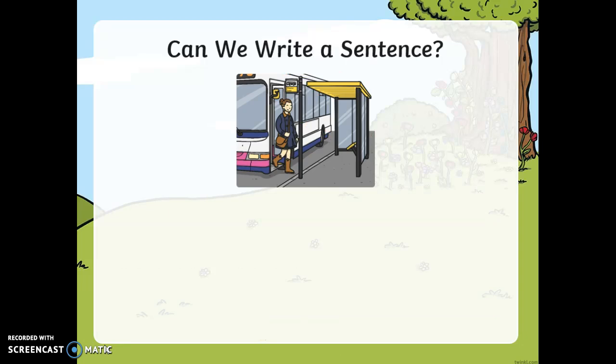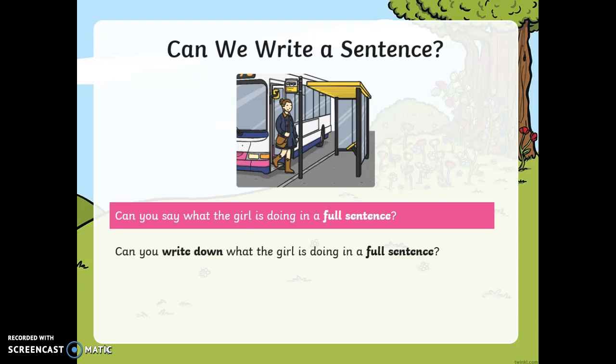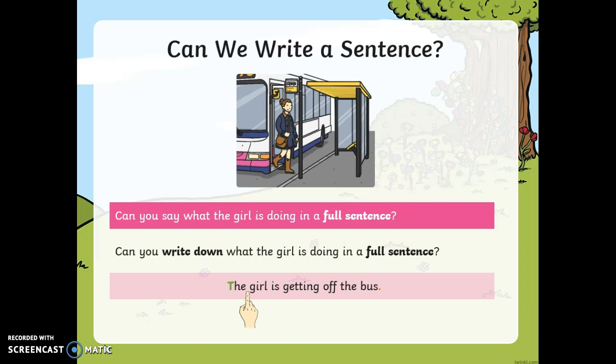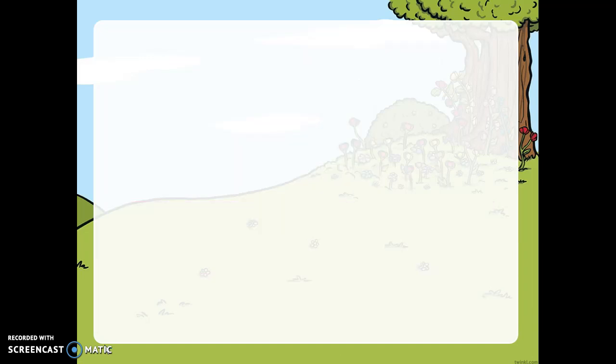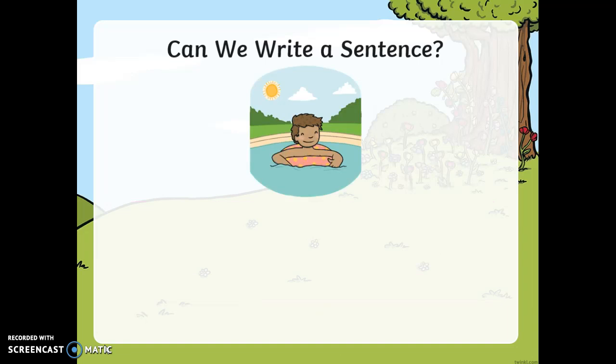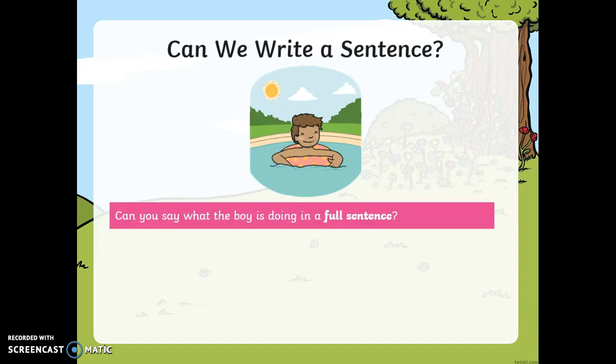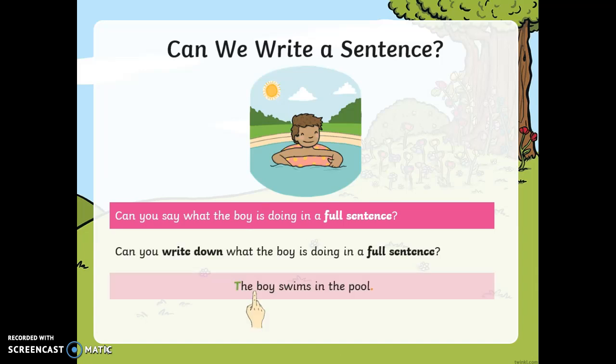Let's look at the next picture. Can you write a sentence for it? The girl is getting off the bus. Let's look at the next picture. Can you say what the boy is doing in a full sentence? The boy swims in the pool. We could improve our sentence by adding an adjective. The boy is swimming in the big pool.